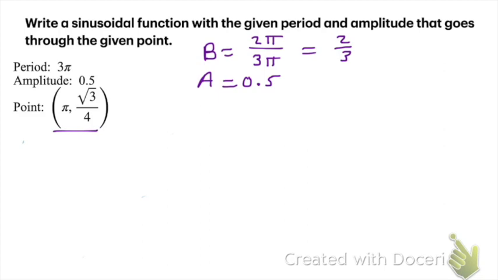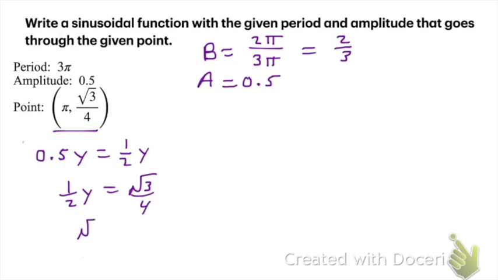When we have the amplitude of 0.5, that means we're going to multiply the y by 0.5. So whatever we normally get from our y coordinate, we multiply by half, or 0.5. So this is the same as 1/2 of y. So what would have to be y if 1/2 of y is the square root of 3 over 4? Well, that means the y has to be the square root of 3 over 2. So we are looking for where we get y coordinates of square root of 3 over 2.